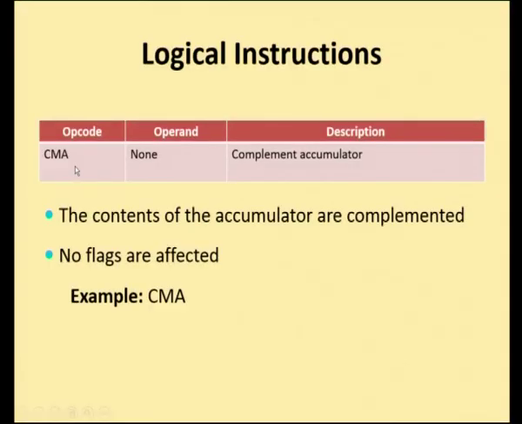The next one is CMA. CMA is complement, it is like a NOT gate. So, the content of the accumulator is complemented, no flags are affected. Complemented means just inverting 1 to 0 and 0 to 1. The format is CMA.